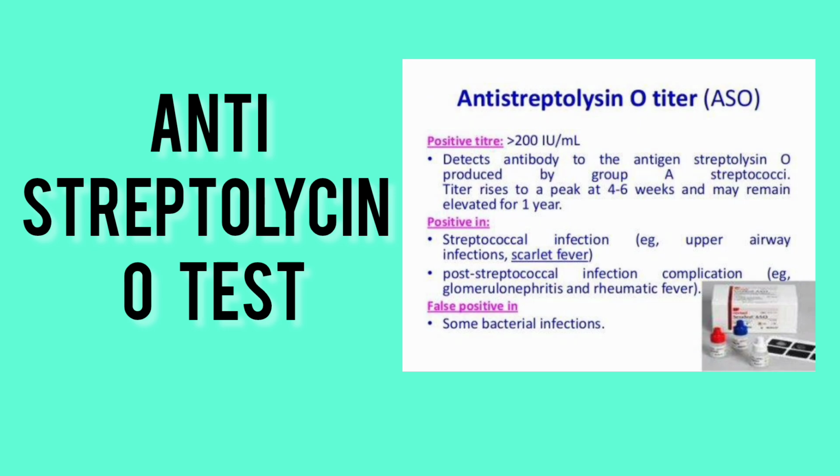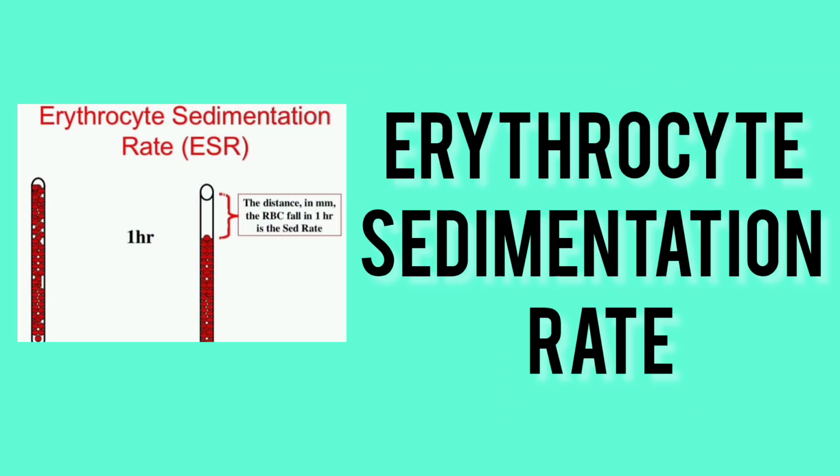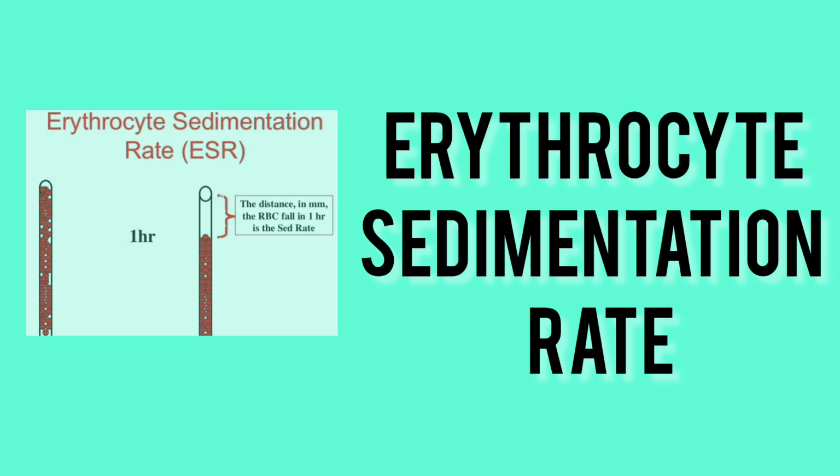Second is anti-streptolysin O test. It is a blood test that measures antibodies produced in response to streptococcal infection, especially done for GAS bacteria. The next test is ESR test, that is erythrocyte sedimentation rate test. It is a blood test that measures how quickly RBCs settle to the bottom of the test tube over an hour. In the presence of inflammation, proteins clump together, making the cells heavier and thus causing them to settle faster.